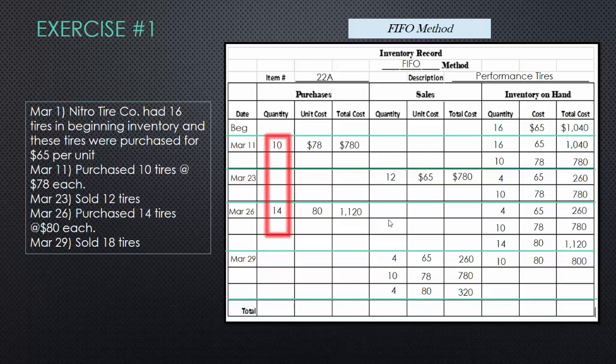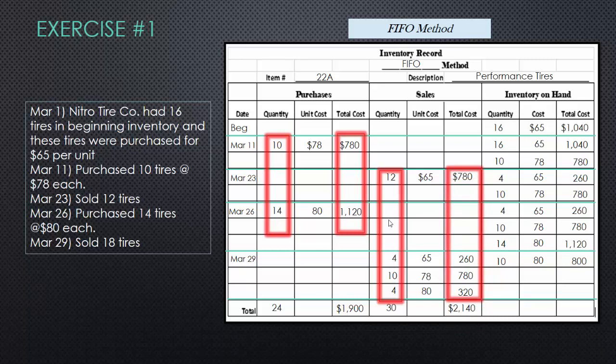And again, to compute our totals, we just add up the quantity column under the purchases section and realize we purchased 24 tires. We paid in total $1,900 for those tires. Our sales, well, we still sold 30 tires in total. Using the FIFO method, we're going to have a total cost of goods sold on those sales of $2,140. And then for inventory on hand, we bring down what we had left after our last transaction of the month. We had 10 tires, and those 10 tires cost $800.